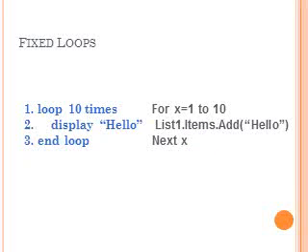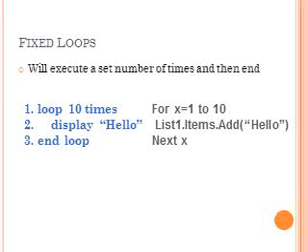The main body of the lesson today is about the difference between fixed and conditional loops. And what a fixed loop does is it will execute a set number of times and then end. And you can see the example on the left, the pseudocode in blue and the Visual Basic in the dark grey. What this program does is loop 10 times and just display hello. So you end up with 10 hello messages on your screen, in this case in a list box.